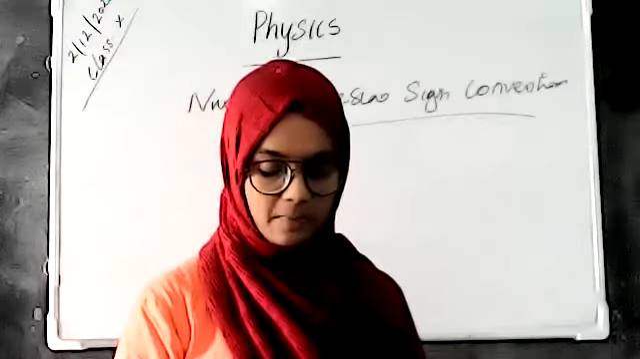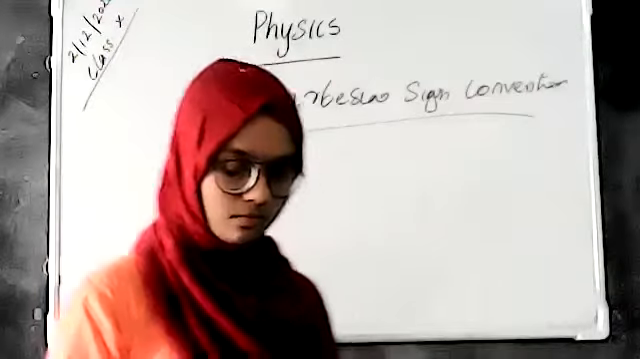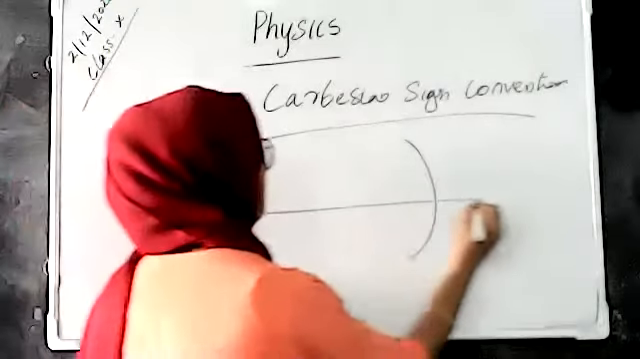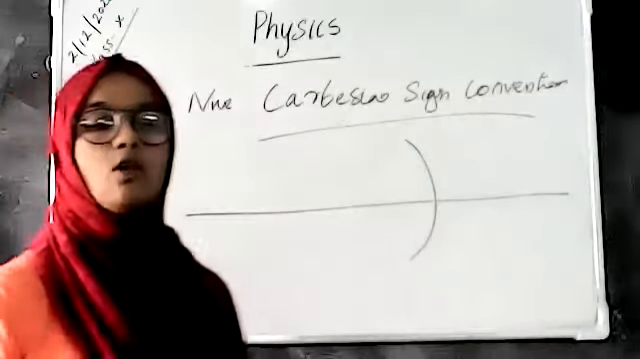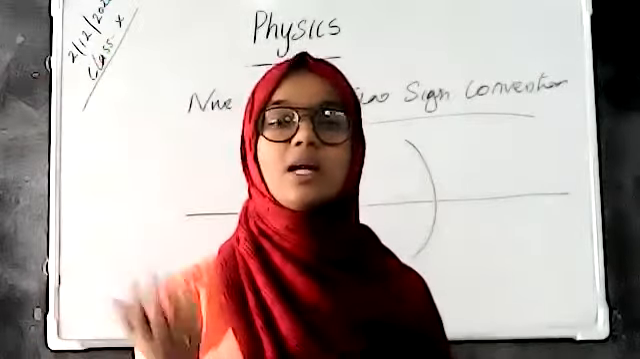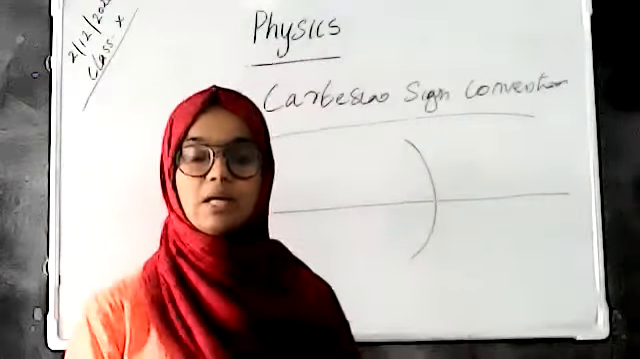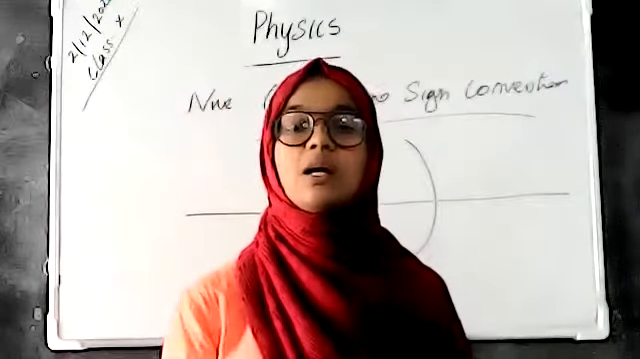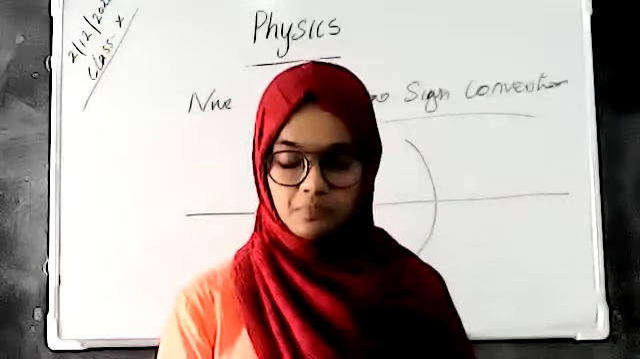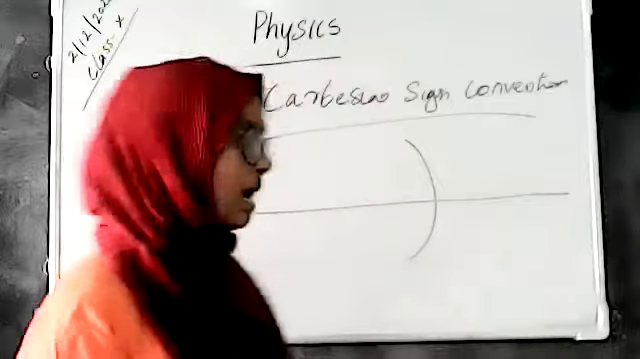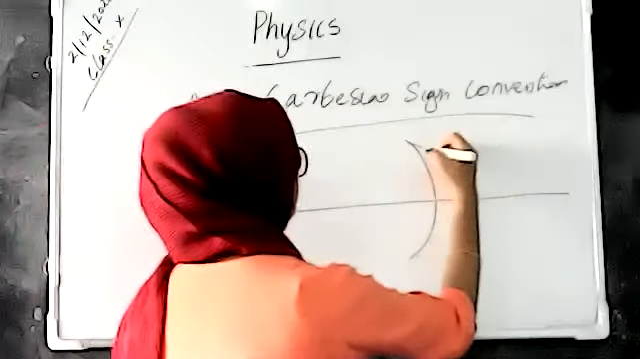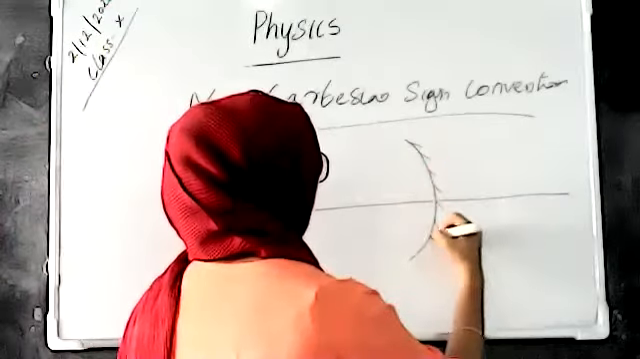And another topic is, what is the magnification of a mirror? Magnifying an object means enlarging an object. So the magnification of a mirror, and how the magnification of a mirror depends on the distance between the object and the mirror. To find this out, we have a simple experiment using a concave mirror.